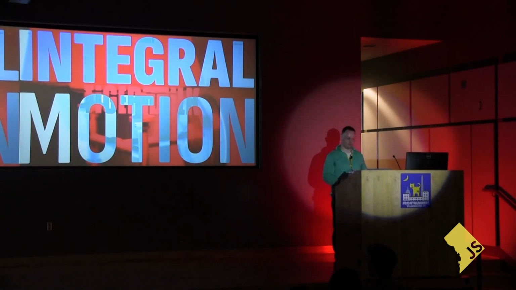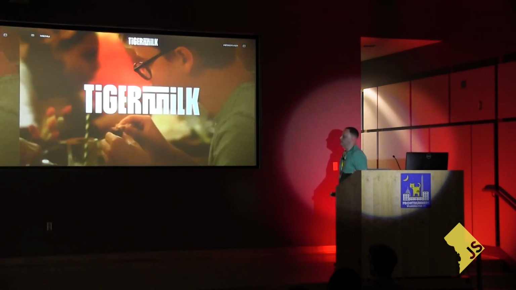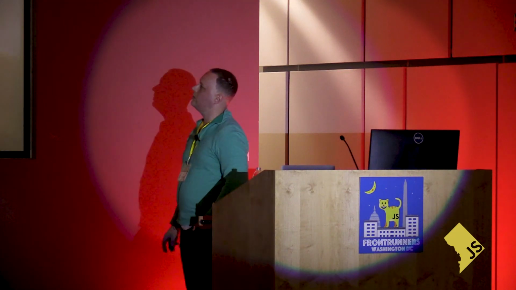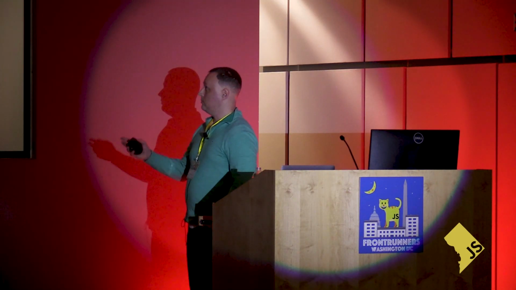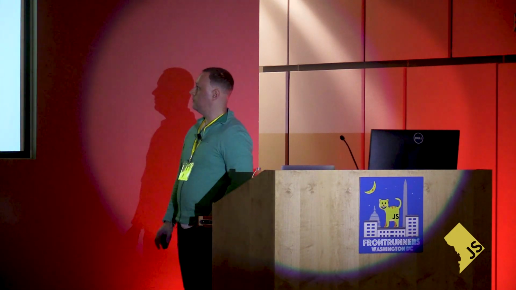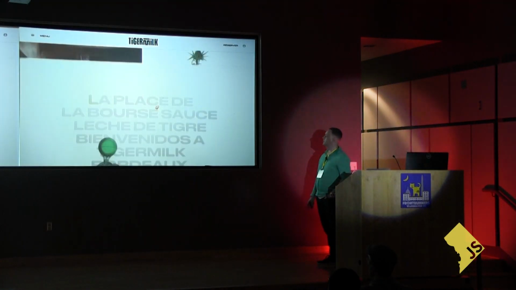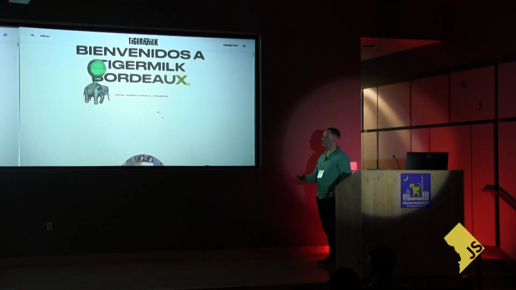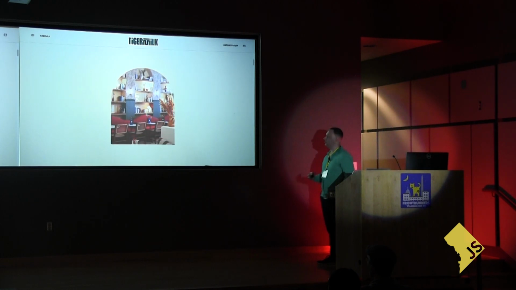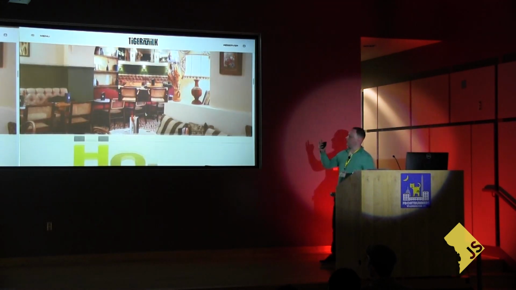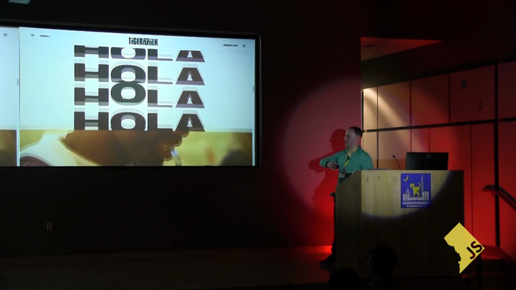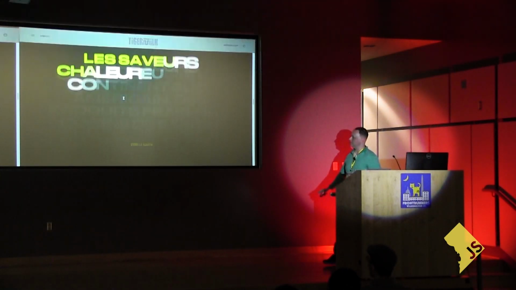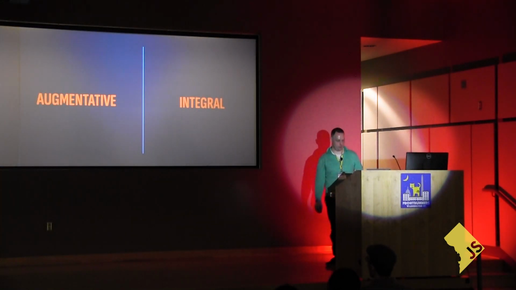So it's augmentative. Integral motion, though, is where if you take the motion out of the experience, it's greatly reduced. So this is a restaurant site, Tiger Milk, and there's stuff going on. We've got kiwi limes and giraffes and wheelchairs. We've got a lot of great text transitions, but they don't serve an informative purpose. They're aesthetic. So if you were to take all of this stuff out of it, the experience is going to be wildly different than with them in. So this is integral.